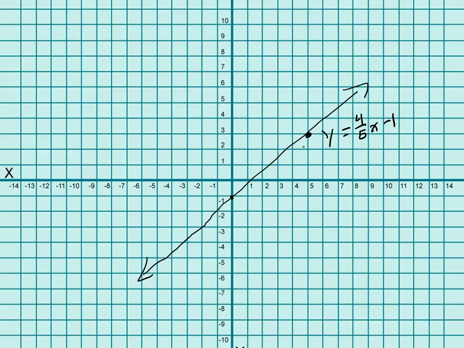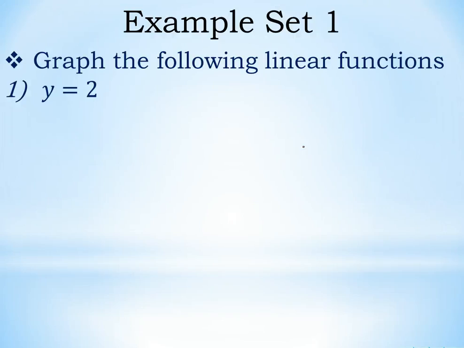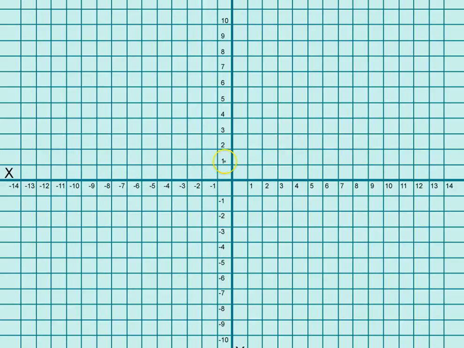Now we have two other types of lines where we get the standard. We have our horizontal line, y equals 2. So whenever we have an equation y equals some number, all we have to do is we go to 2 on the y-axis. We draw a horizontal line through that.